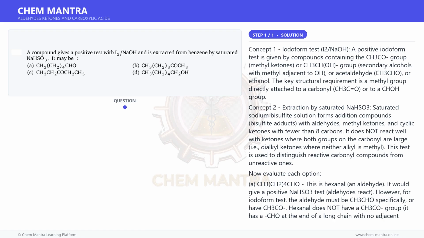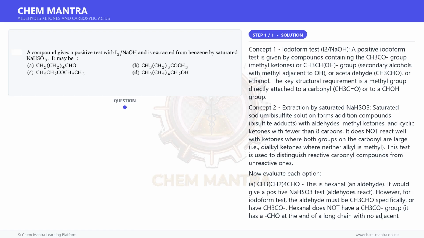Now evaluate each option. A. CH3(CH2)4CHO. This is hexanal, an aldehyde. It would give a positive NaHSO3 test. Aldehydes react. However, for the iodoform test, the aldehyde must be CH3CHO specifically or have a CH3CO group. Hexanal does not have a CH3CO group. It has a CHO at the end of a long chain with no methyl adjacent to the carbonyl in the CH3CO sense. So hexanal fails the iodoform test.